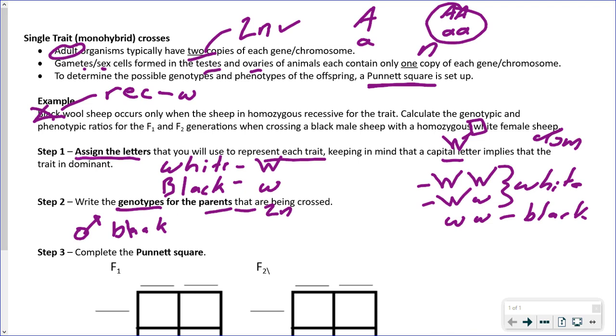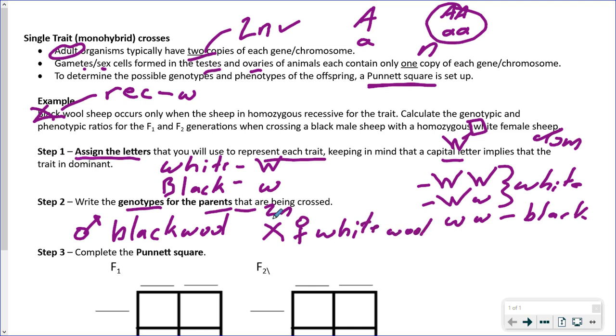Trying to write here as carefully as I can with this pen. Let me erase that, try and do it a little bit better. Okay, so that's our black wooled male. And big X just means that this is what we're crossing it with. And this is going to be our female, of course, and this is our white wool female.